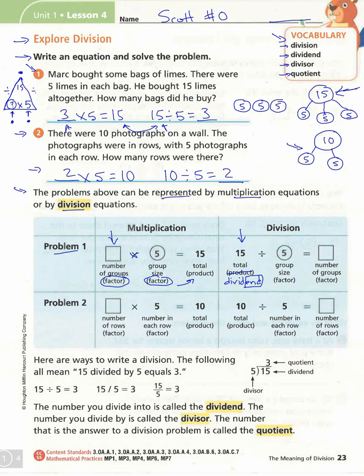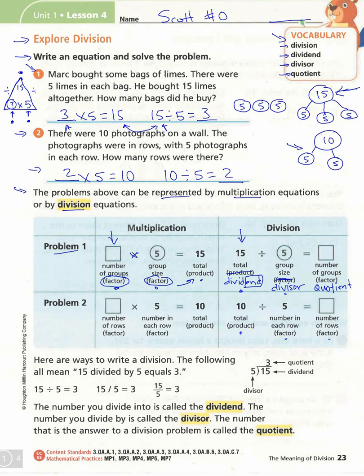And then the number that we're dividing by, instead of thinking of it as a factor, we're going to think of this as the divisor. Divisor. And then our answer is actually called the quotient. I have to remember how to spell that. Quotient. So in multiplication: factor, factor, product. In division: dividend, divisor, quotient. Really though, it's just multiplication. It's still the product and a factor and a factor.